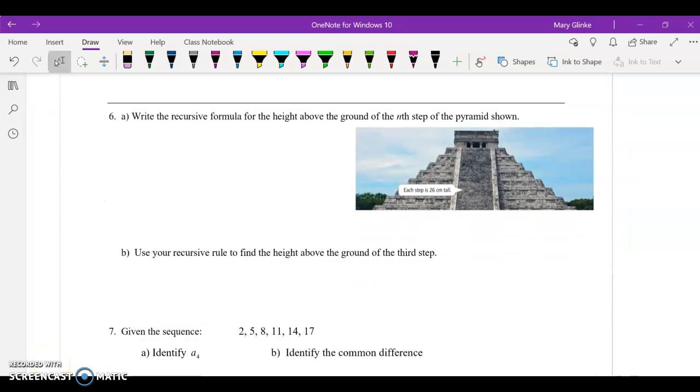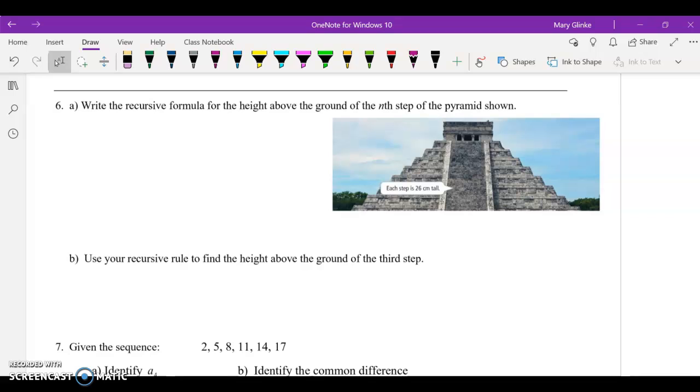So we're going to go ahead and apply this now to this pyramid that we see. Looking at this, we want to write a recursive formula. Right off the bat, we can start with our first term, and to get to the next term, we're going to take the previous term and do something to it. So we just need to figure out what goes in those blanks. Each step is going to be 26 centimeters tall, which means my very first step starts out at a height of 26 centimeters.